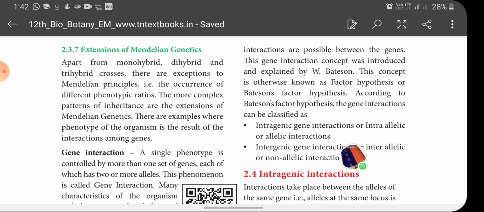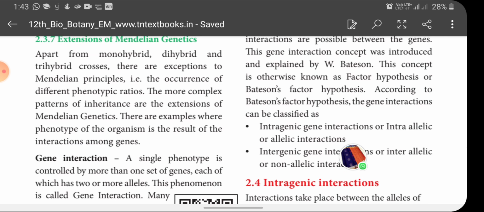Suppose the gene interaction has taken place among the genes which are present in the same locus, it is called intralocus interaction. Interlocus interaction is when the genes are present in separate loci of the chromosome and interaction has taken place between them. Okay, in this there are many subdivisions, that we will see from our text. Okay, extensions of Mendelian genetics.